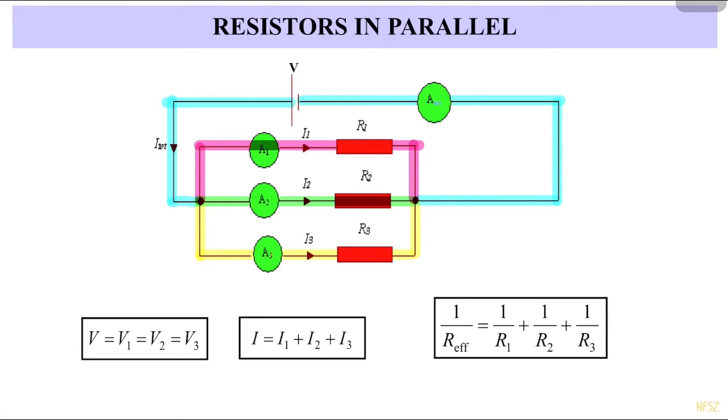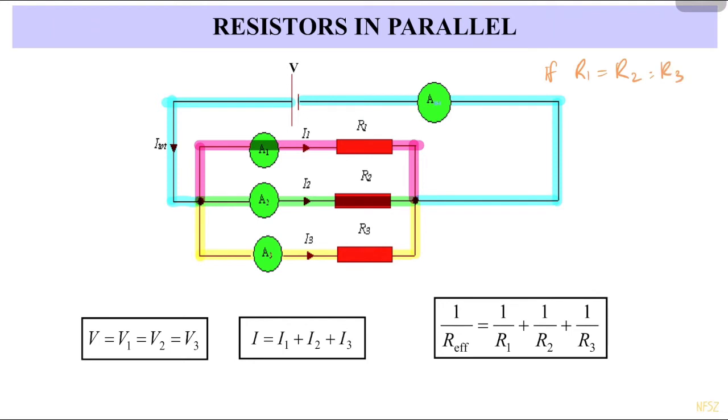Okay, so we know that in a parallel arrangement the voltage is the same. This means the total voltage from the power supply equals the voltage across resistor 1, equals the voltage across resistor 2, and equals the voltage across resistor 3. But the current is not the same. See? Say you have RM3 here. For example, if R1 equals R2 equals R3.